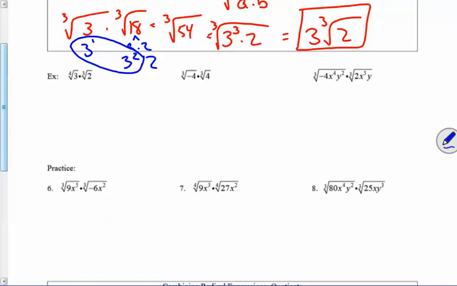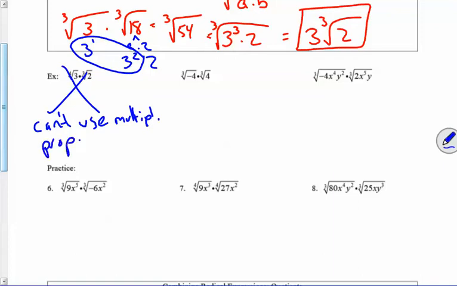So the first example here is the fourth root of 3 times the third root of 2. You can't simplify that. You can't use this property. We'll show you how to do this problem later on in the unit. Right now, if they don't have the same index, you have to ignore it. You can't use this property when the indexes are different. So let's look at our next example.